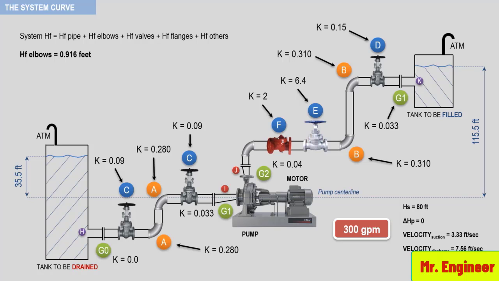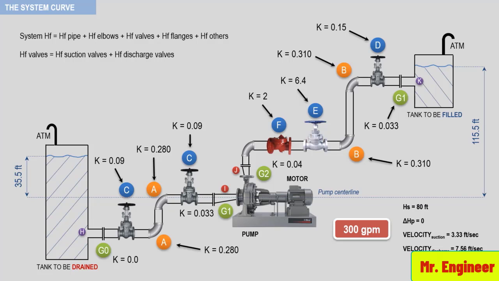Next, we calculate the friction head for the valves. So with the same methodology, it is equal to the suction friction head plus the discharge friction head. In our system here, we have 5 valves. There are 2 6-inch gate valves in the suction pipe, 1 4-inch gate valve, 1 4-inch globe valve, and 1 4-inch check valve in the discharge pipe.